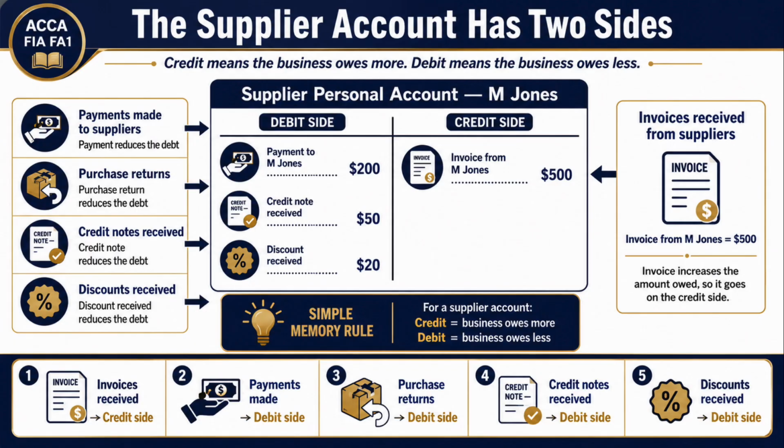What goes on the debit side? The debit side records items that reduce the amount owed to the supplier. There are 3 common items. First, payments made to suppliers.